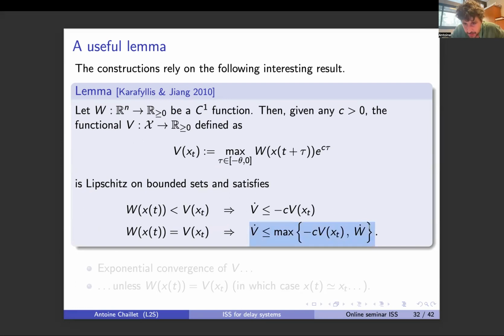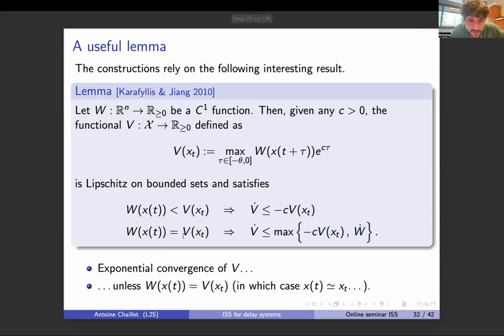So this bound is not so good because you have W dot, and W dot is the derivative of a function along the solution of a time delay system. So W dot can be positive, okay? But still, this happens only when W is equal to V. And when W is equal to V, it means that x of t is very similar to x_t. So this is something that you can actually use in the study of this term here to show that it's not that bad. Okay, so this is a very, very nice result according to me in Jiang and Wang's book. And I used it a lot of times to solve some questions.